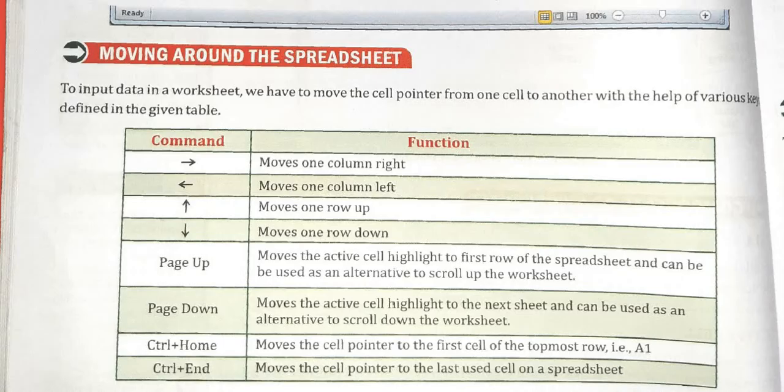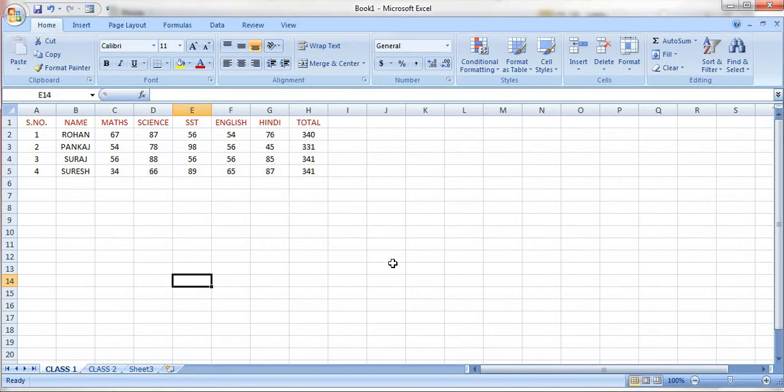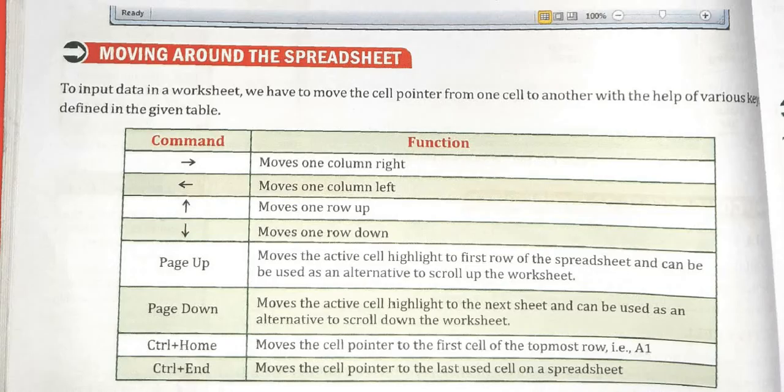Page Up moves the active cell highlight up through the spreadsheet. I am pressing Page Up, so it will take you to here. Page Up, understood? And in the same way, we have Page Down.